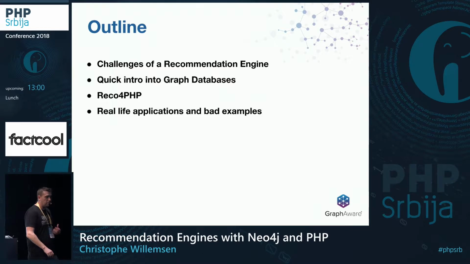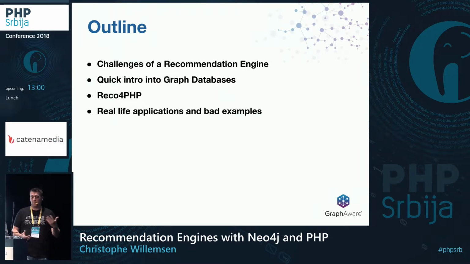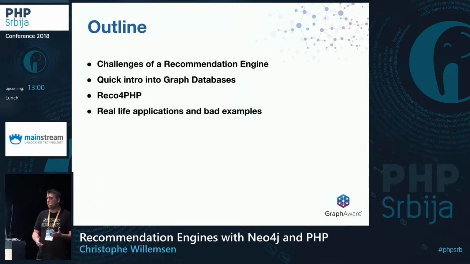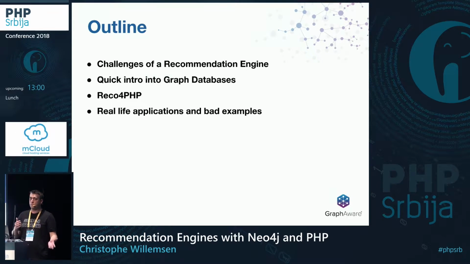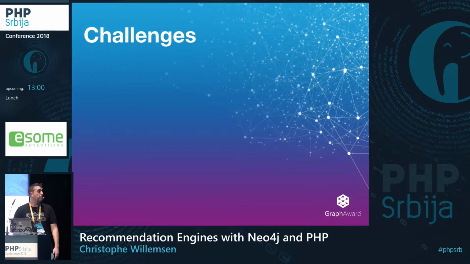All right, so before going deep into implementations and Neo4j itself, I want to start first with the challenges of a recommender system. Then I will introduce Neo4j, a very quick introduction. I will speak about Reco4PHP, which is a recommendation engine skeleton atop Neo4j. And I will show you real-life examples of recommendation engines, but also bad examples, because recommendations can be served wrongly.